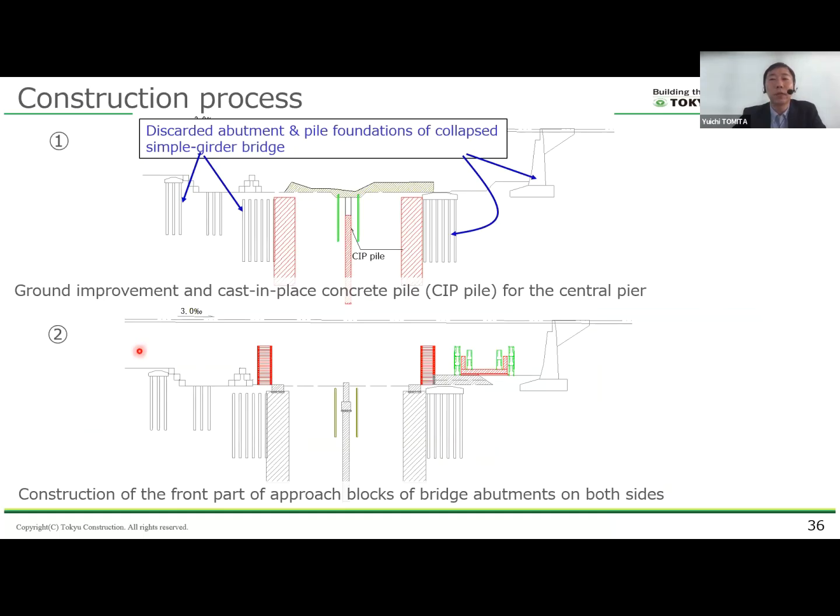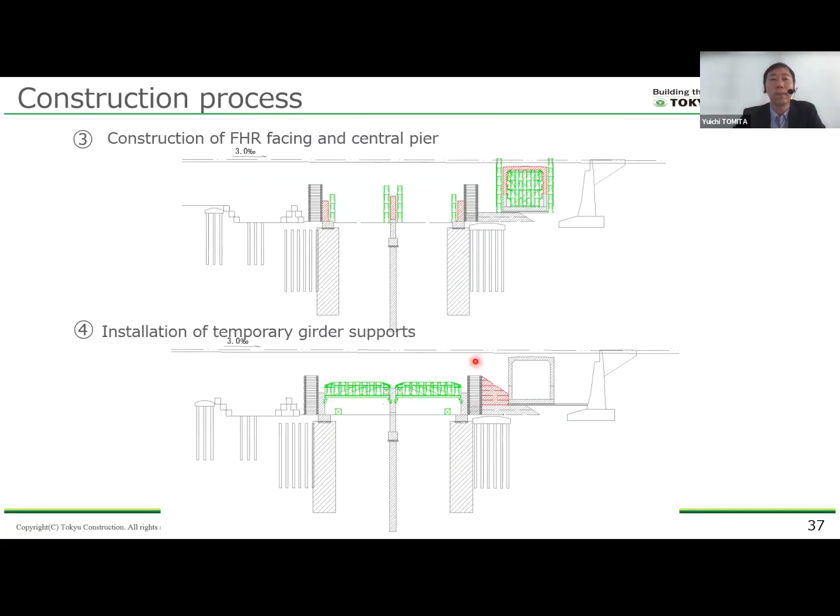This slide shows the construction sequence. First, ground improvement was carried out, followed by the installation of the cast-in-place concrete piles for the central pier of the GRS integral bridge. Next, the front portion of the GRS abutment approach blocks on both sides were constructed. After that, the full-height rigid facing and the central pier were built, and temporary supports were installed to hold the girders during construction.